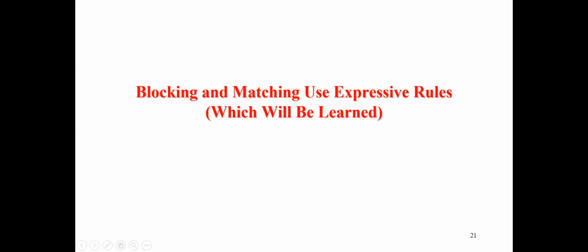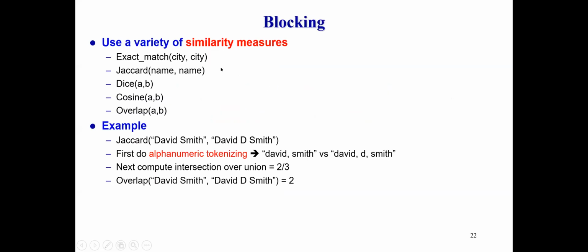In CloudMatcher, a key distinction is that blocking and matching use very expressive rules, much more expressive than the current state of the art, and these rules are learned. Let's take an example. For blocking, we use a variety of similarity measures like exact match, Jaccard score, Dice, cosine, and things like that. For example, to compute Jaccard on two names, the first thing you do is alphanumeric tokenizing, so each name becomes a set of tokens. Then you compute intersection over union, and that gives you the Jaccard score. The overlap score counts the number of overlapping tokens, which in this case will be 2, and so on and so forth.